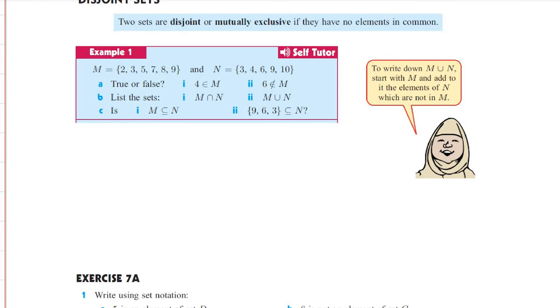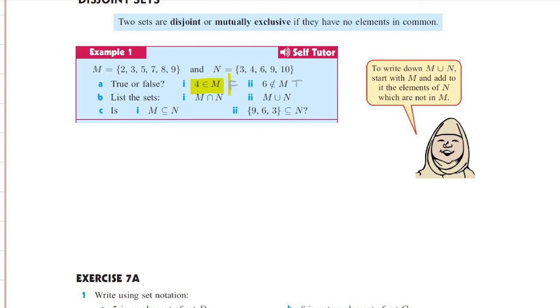Okay, so here's our first example. Say we have the set N that contains the values 2, 3, 5, 7, 8, and 9. And we have a set of M, which contains 3, 4, 6, 9, and 10. So first, is 4 an element of M? So they're basically just asking, is 4 inside that set? It is not. Therefore, that is false. Next, they say 6 is not a member of M. So is 6 a member of M? No, it is not. So that statement is true.